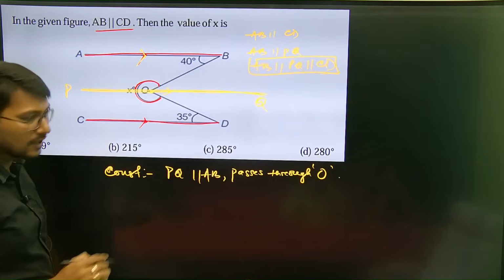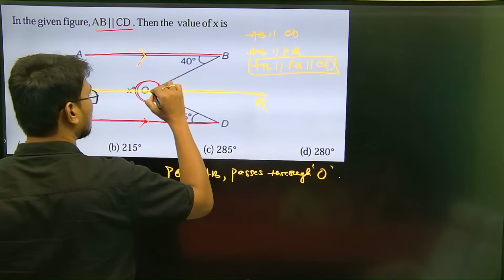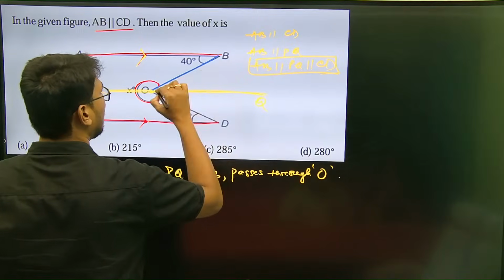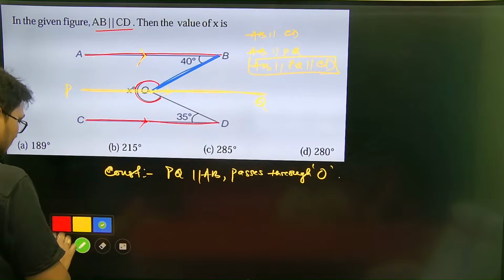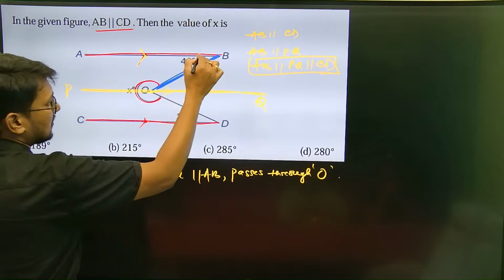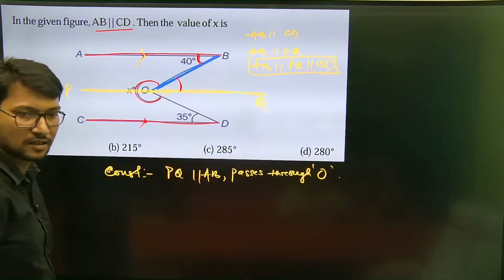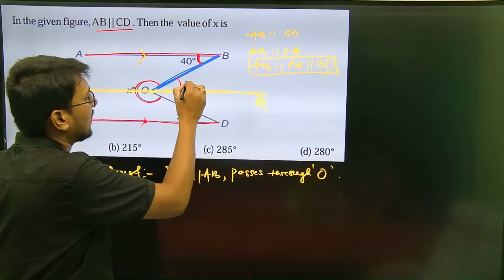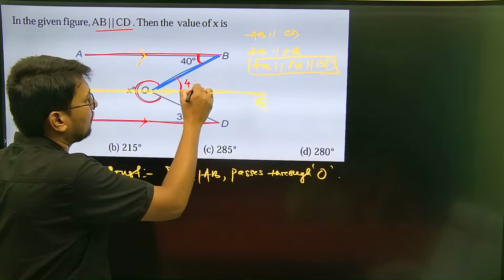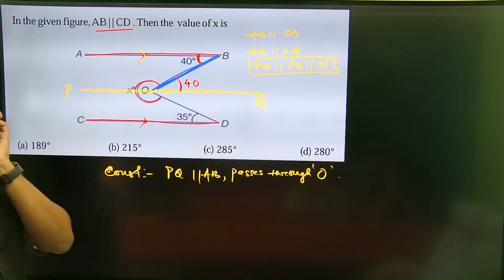So AB and PQ are parallel. What is this one? Tell me. What is this? This is a transversal, children. Is it a transversal or not? If this is a transversal, you know these two angles are which type of angle? Alternate interior. So therefore this one, children, what is it? 40. It is 40, right? Done.